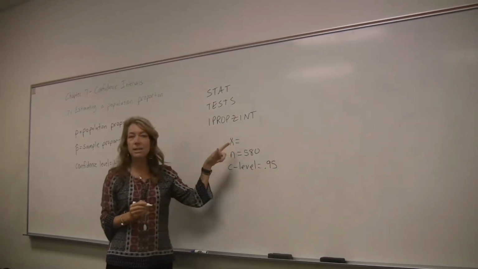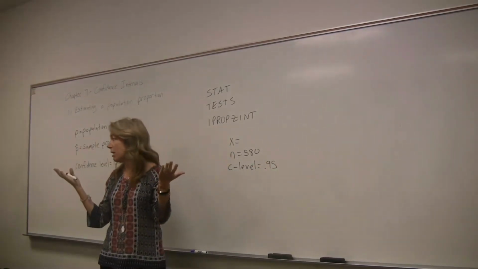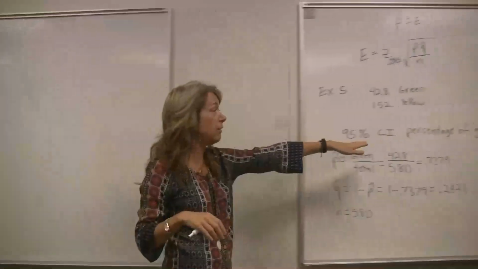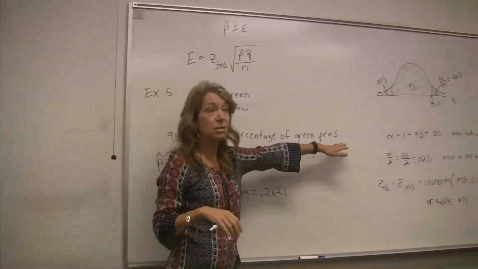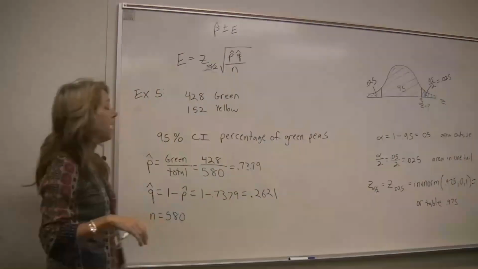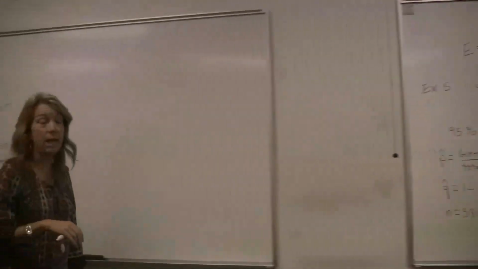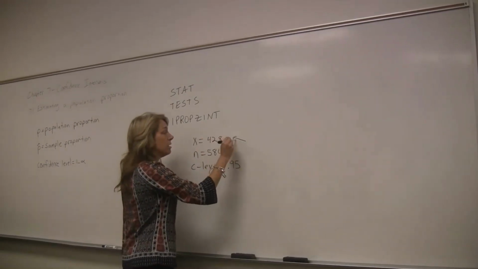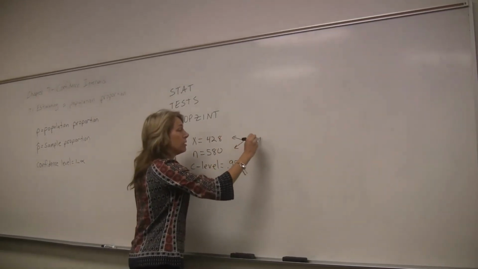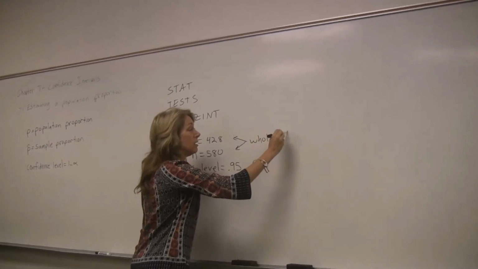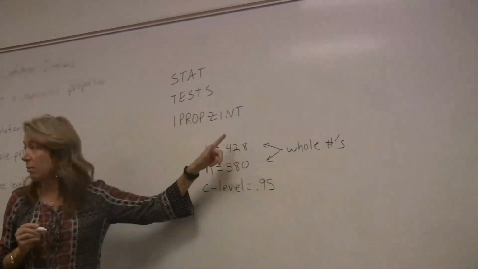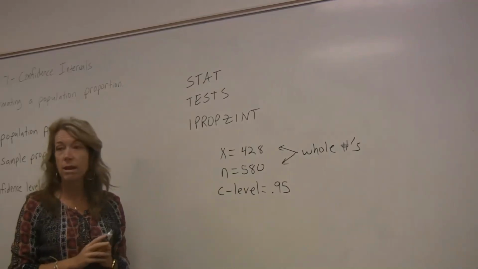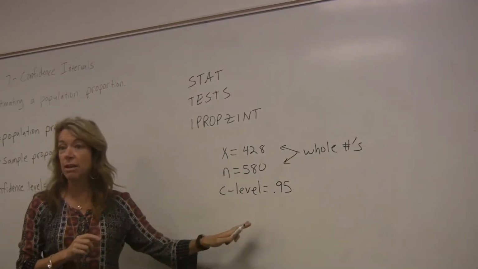And X is the number of successes, whatever the question was. In this case, the question was how many greens, because we were looking for percentage of greens. So how many greens did we have? 428. These are whole numbers. They're not percentages. These are whole numbers. We're counting. How many in your sample were green? Move down and hit calculate. That's what's next, right?